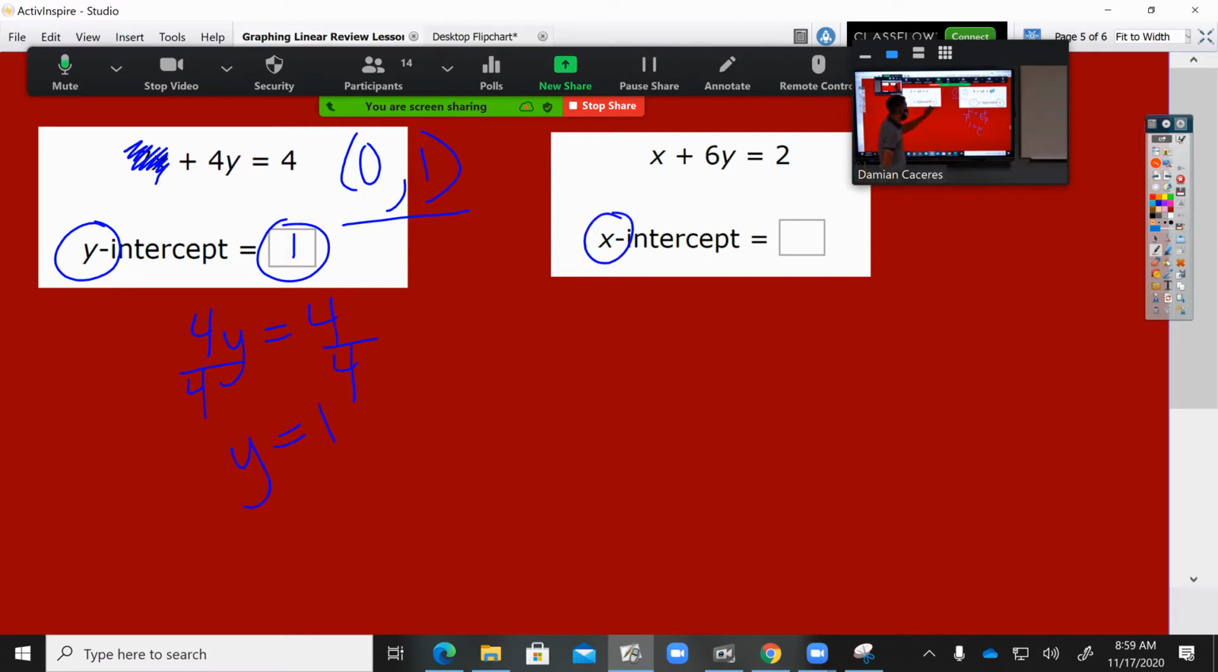Now here they're asking for the x-intercept, so I cover the y. What do I have left? x equals 2. Done. What is it? The coordinates for the x-intercept? 2, 0. Any questions so far?